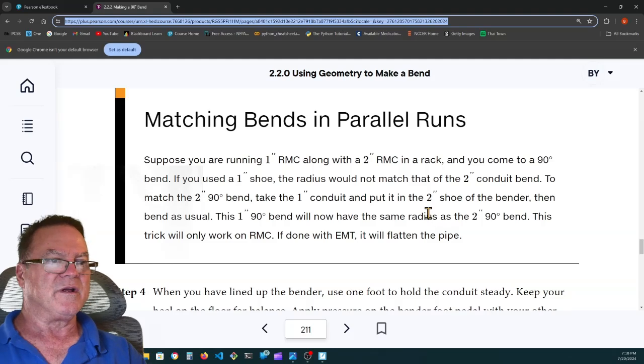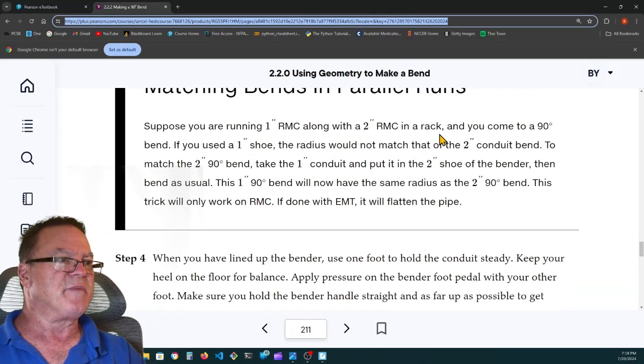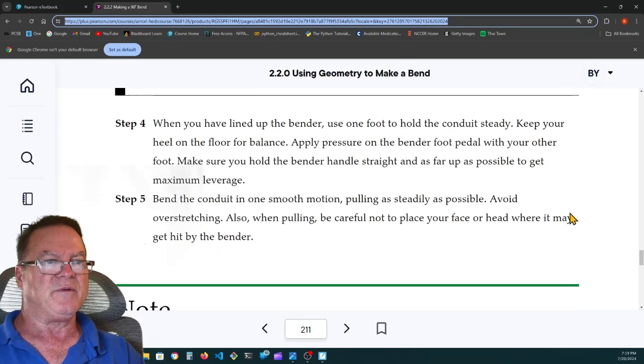Matching bends and parallel runs. Suppose you're running a 1-inch rigid metal conduit along with a 2-inch rigid metal conduit in a rack, and you come to a 90-degree bend. If you use a 1-inch shoe, the radius would not match that of the 2-inch conduit bend. To match the 2-inch 90-degree bend, take the 1-inch conduit and put it in the 2-inch shoe of the bender. Then bend as usual. This 1-inch 90-degree bend will now have the same radius as the 2-inch 90-degree bend. This trick will only work on rigid metal conduit. If done with EMT, it will flatten the pipe.